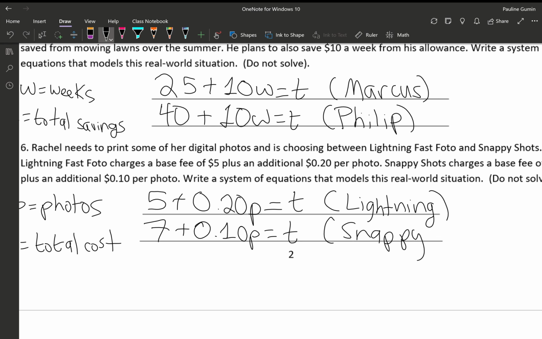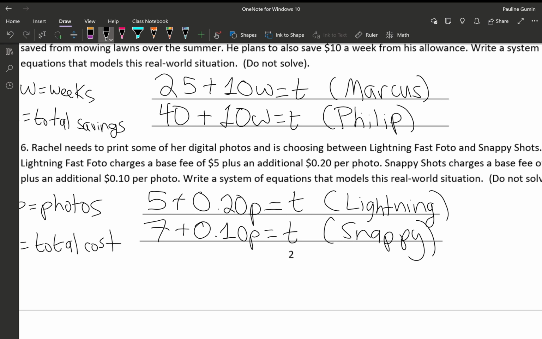So depending on how many photos Rachel wants to print, that's going to help her decide which company to go with. She can also find out with this system when it will not matter which company you choose, meaning what amount of photos will give us the same total cost. So that's also something that Rachel can look at using these 2 equations.